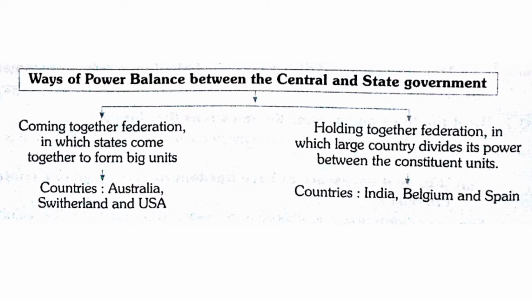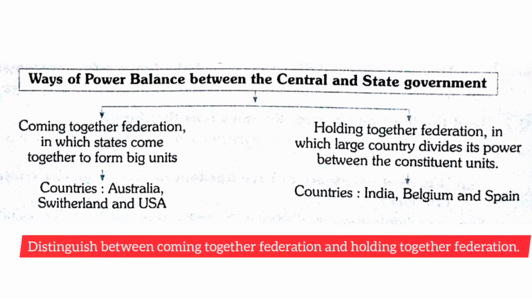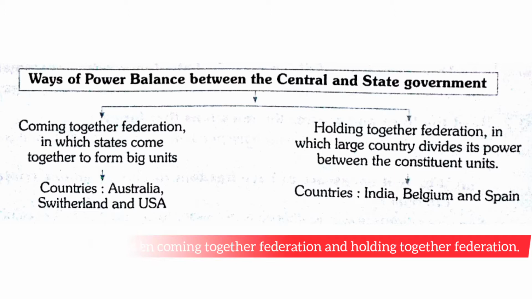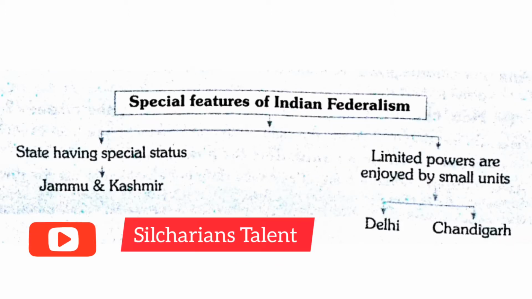So we had just finished these two topics, or point number 3. For this topic, you can take down a question. The question is, distinguish between coming together federation and holding together federation. We have noted that most of the federations that are formed by holding together do not give equal power to their constituent units. Thus all states in the Indian Union do not have identical power.